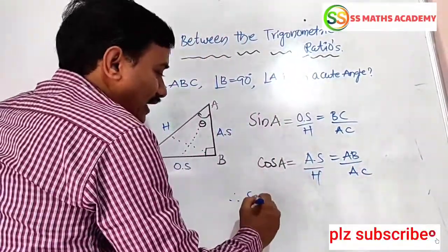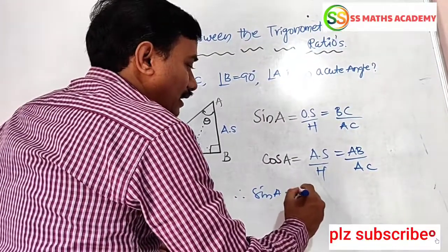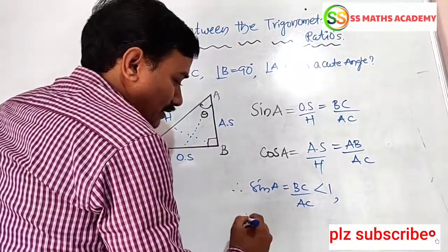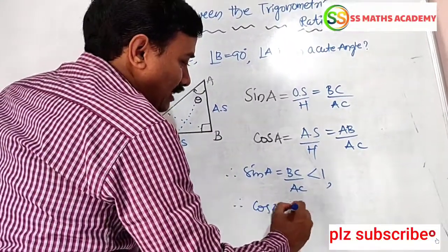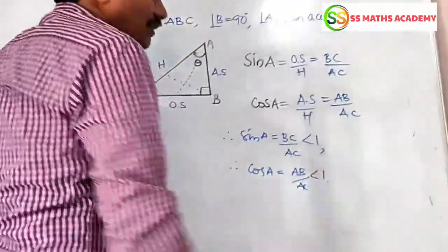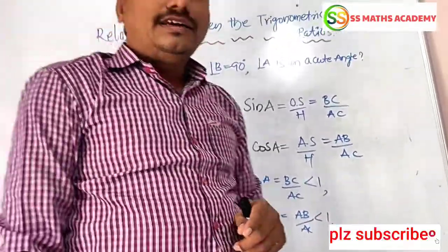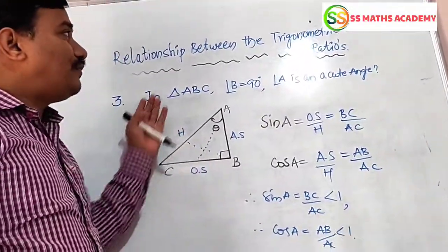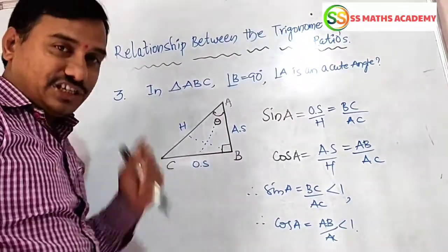Here sin A, which is BC by AC, is always less than 1. Therefore cos A, which is AB by AC, is also less than 1. In certain cases, less than or equal to 1. This is the third point of the relationship between the trigonometric ratios.